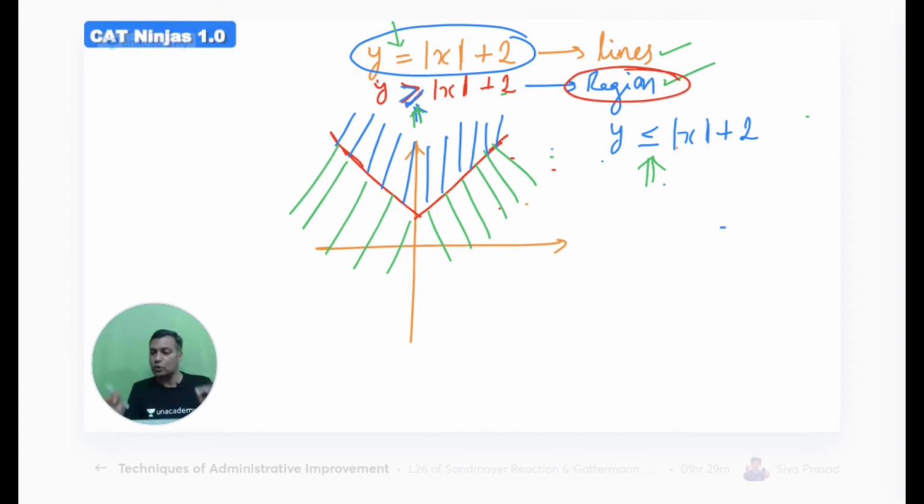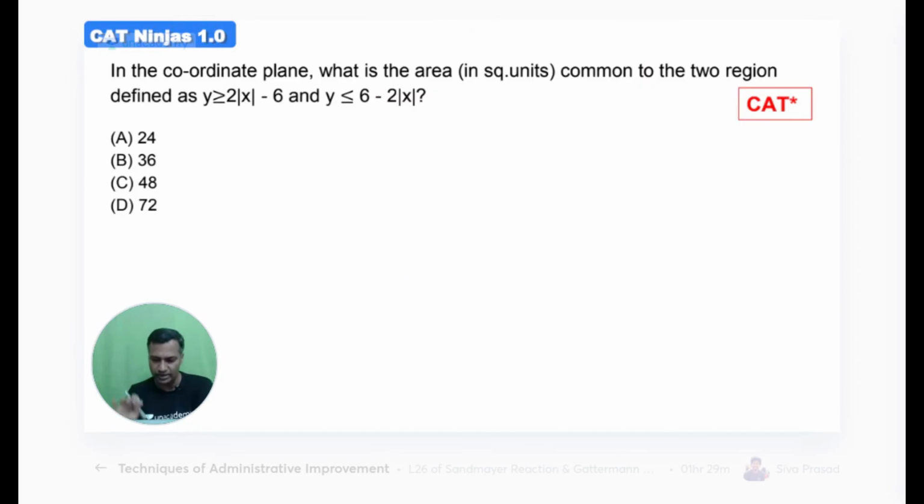Now I'm referring to regions. Immediately you should understand that you are referring to regions. You are not referring to lines. You are referring to regions. Good, very good. Coming back to this, that's one point there. Inequality is referring to regions.